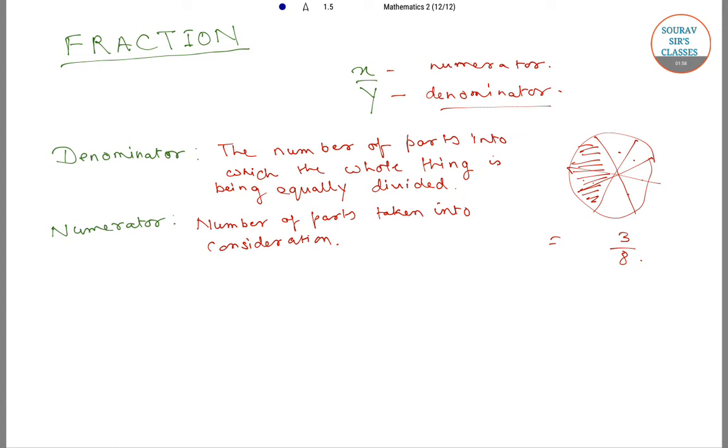When numerator is less than denominator, that is when x is less than y, then the fraction is a proper fraction. And when numerator is equal to or greater than denominator, that is x is greater than or equal to y, then it is called improper fraction.